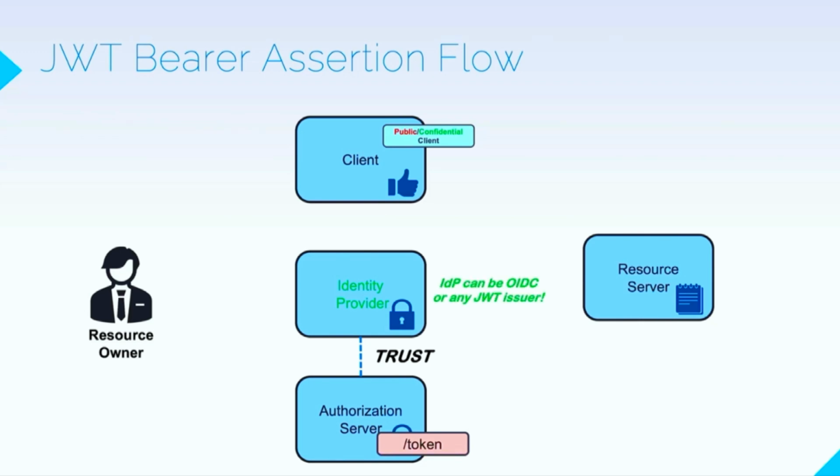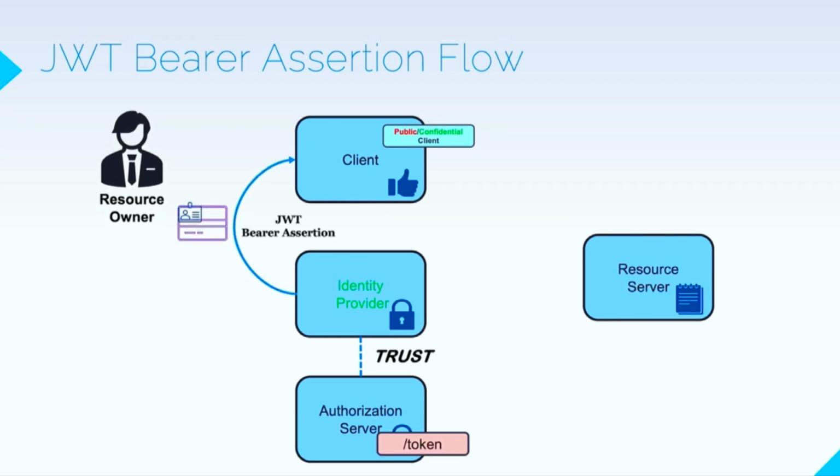The identity provider can be an OpenID Connect compliant provider or any identity provider capable of issuing JWTs. The resource owner initiates the flow by logging into the identity provider and providing their credentials, such as a username and password. Once authenticated, the identity provider issues a JWT token, referred to as a JWT bearer assertion in this context, and returns it to the service provider, which acts as the OAuth 2 client.